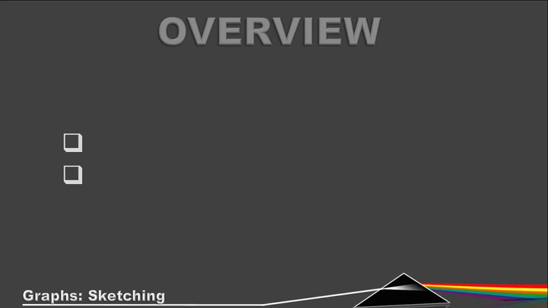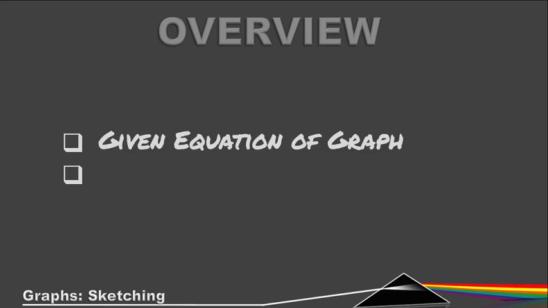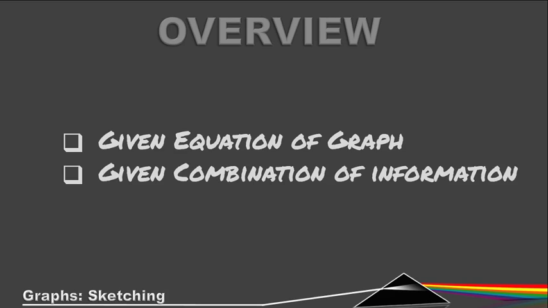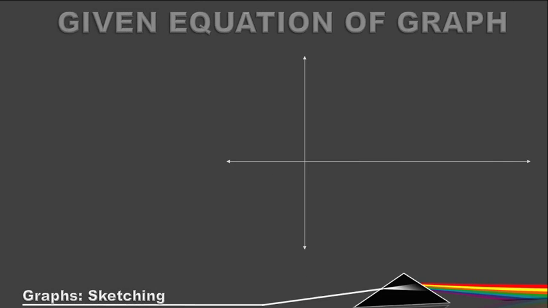So an overview of what we'll be doing in this video is we will first look at when we're given an equation of a graph and how to sketch it from the equation, and then when we're given a combination of information. So to start off, if I am given a cubic graph in the form of ax to the power 3 plus bx squared plus cx plus d, what defines a cubic graph is basically that the highest power is to the power of 3, and then the variables a, b, c, and d all represent numbers.